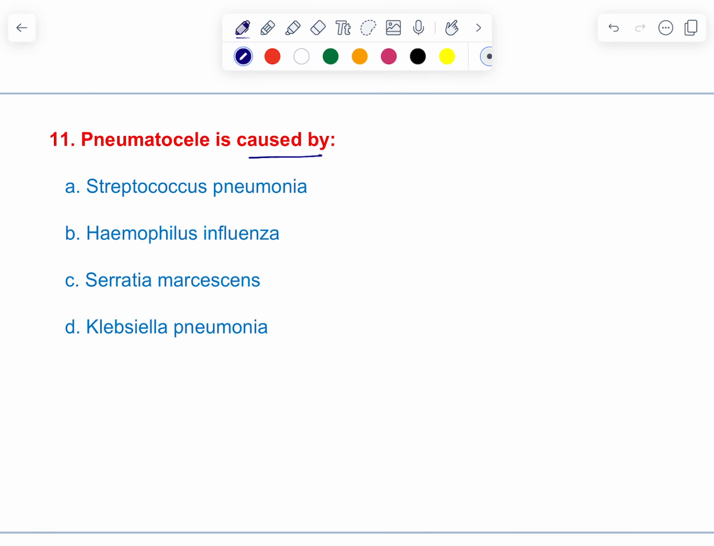Pneumatocele is caused by Streptococcus pneumoniae, Haemophilus influenzae, Serratia marcescens, or Klebsiella pneumoniae. Pneumatocele is caused by Streptococcus pneumoniae. Streptococcus pneumoniae, Haemophilus influenzae and Klebsiella all cause pneumonia, but the more common is Streptococcus pneumoniae. Even Staphylococcus aureus is also responsible for the development of pneumatocele.